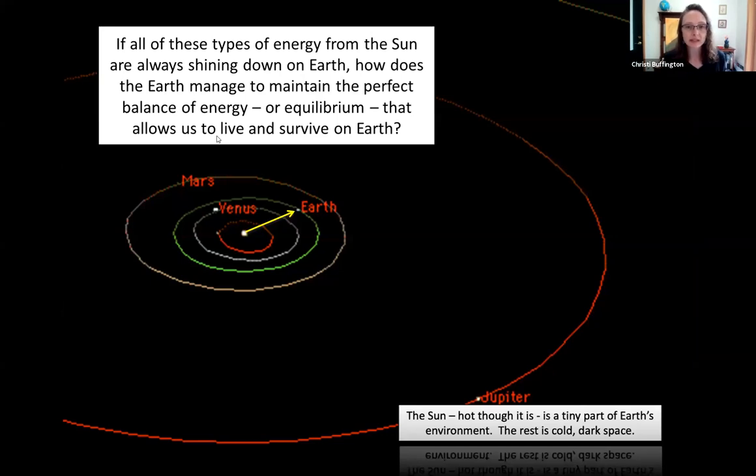Also, we're studying space, and all of the different types of energy from the sun shining down on Earth maintains this perfect balance or equilibrium that allows us to survive on Earth. The sun is hot. However, space is cold. And one of the misconceptions that came up yesterday is that the sun is just giving off heat. Well, actually, it's the Earth that absorbs the visible light and radiates the heat. The rest of space is just cold but dark space, even if it's fairly close to the sun.